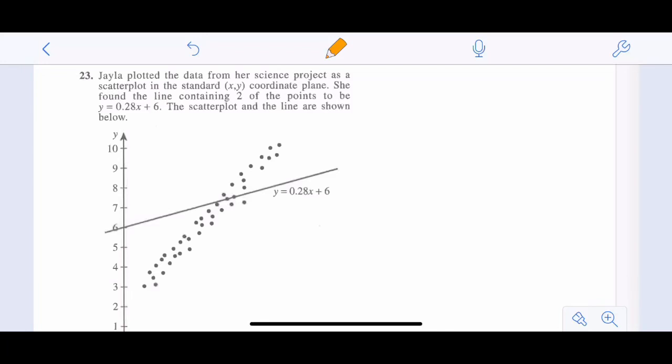Jayla plotted the data from her science project as a scatter plot in the standard XY coordinate plane. So there's the scatter plot. She found the line containing two of the points to be shown as y equals 0.28x plus 6.